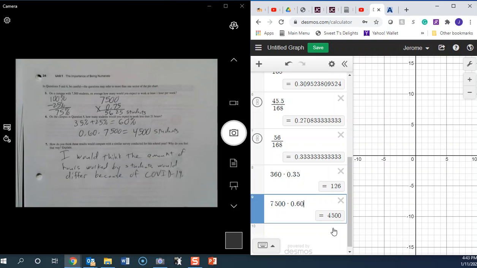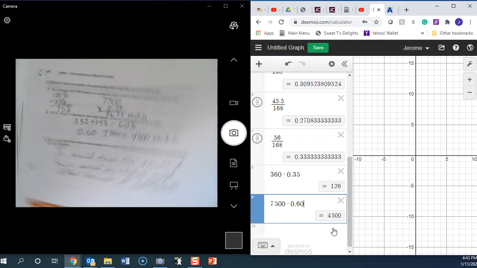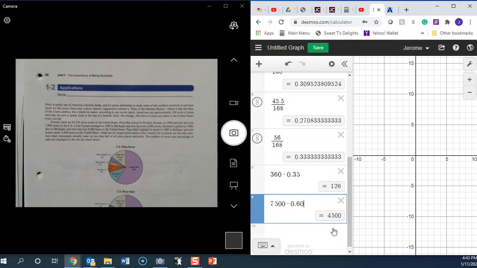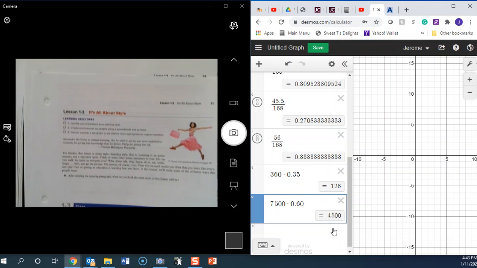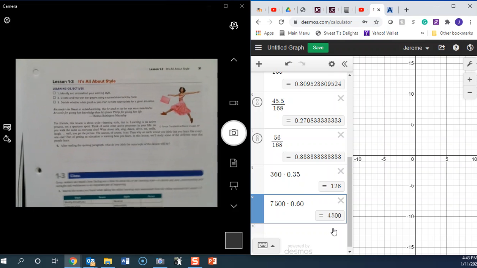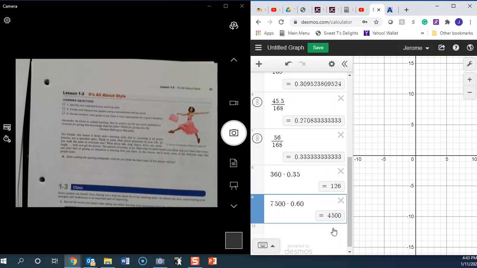So that would be my answer for that, because I couldn't see it being almost the same, and we're in the COVID era right now, but hopefully we'll be getting out of that soon. Okay, now we need to move on to 1.3. 1.3 is on page 31.